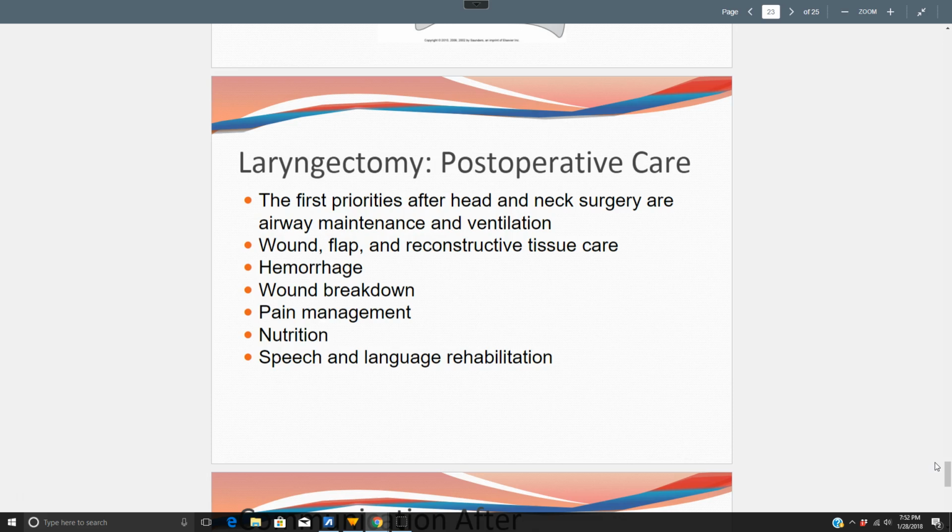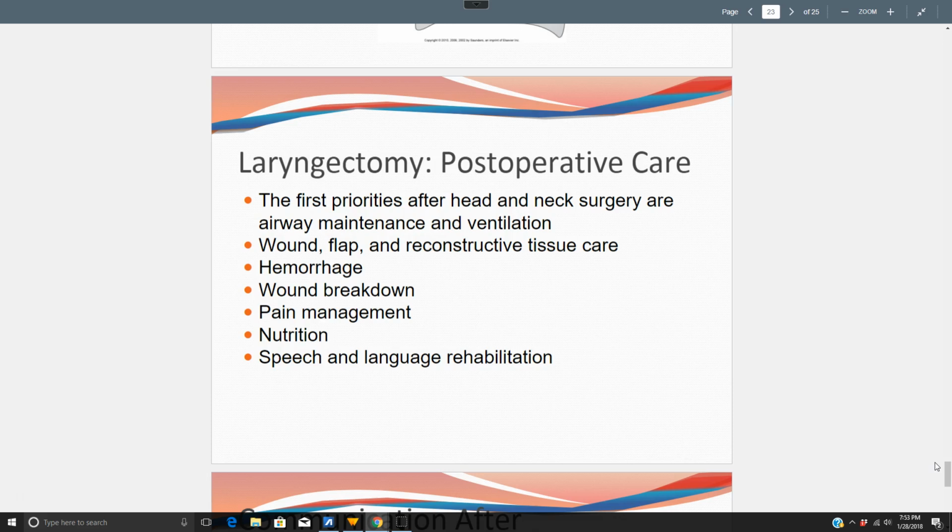So that's what our immediate concern is, to hopefully get them through that first few days of post-op care, so we don't see any complications occur. And then explaining about coughing and deep breathing and clearing secretions.